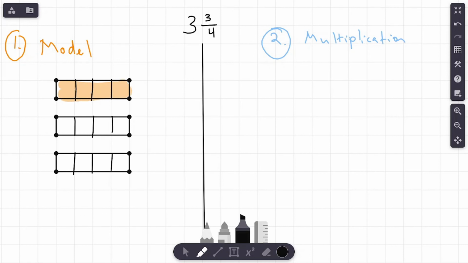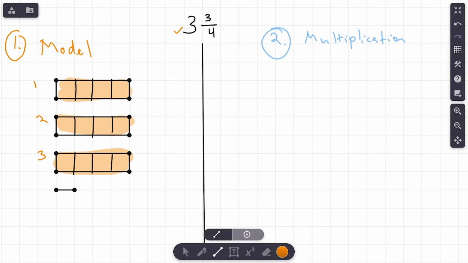There's 1 whole. Here's 2 wholes. And here is 3 wholes. Okay, now what are we missing? We've got 1, 2, 3. What am I missing? I'm missing the fraction. So let's draw another model.